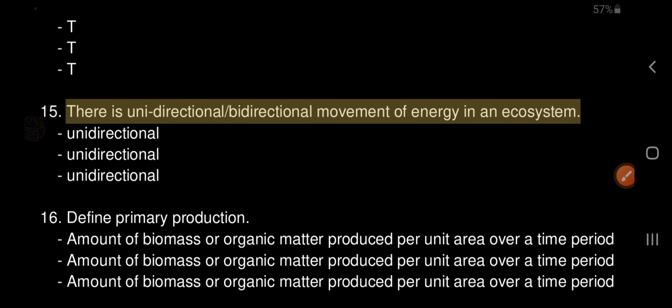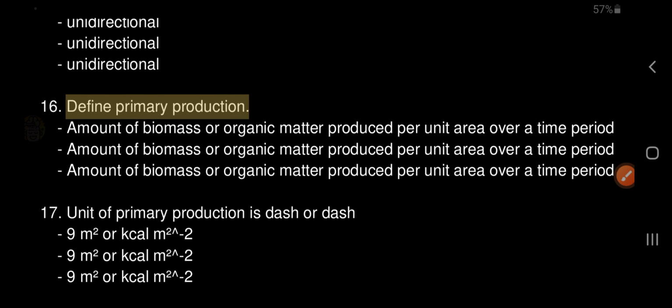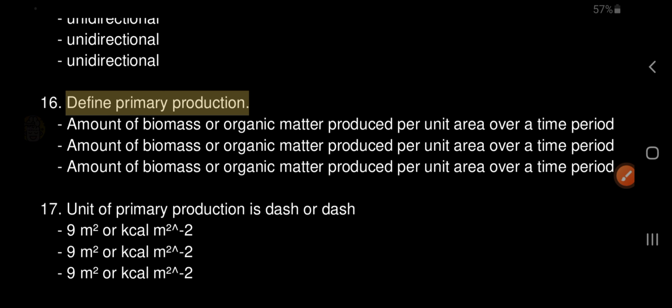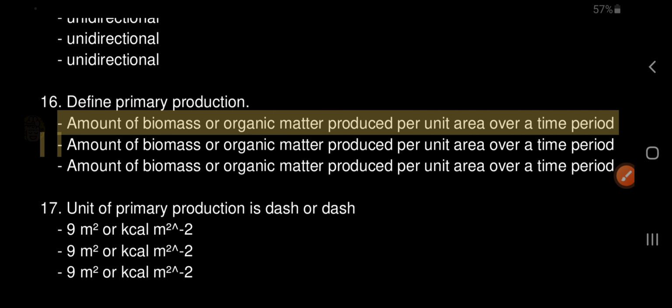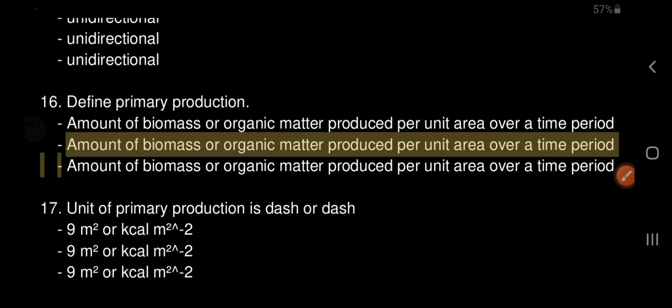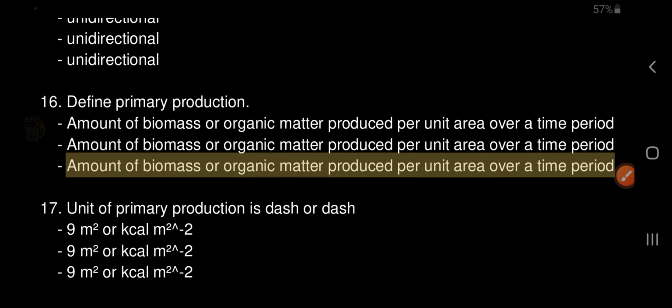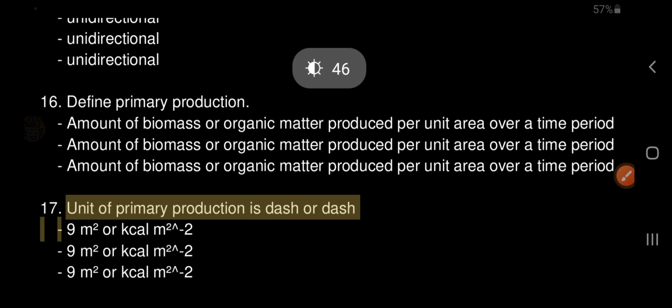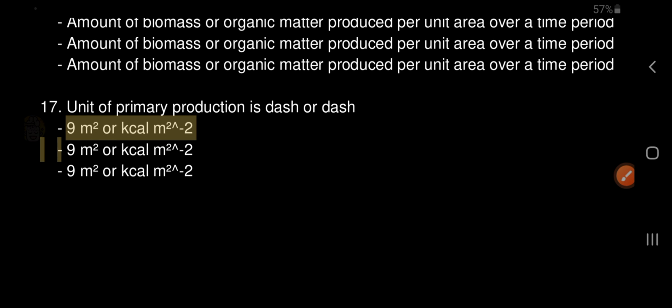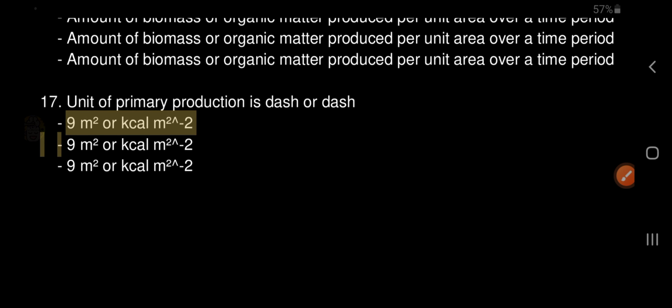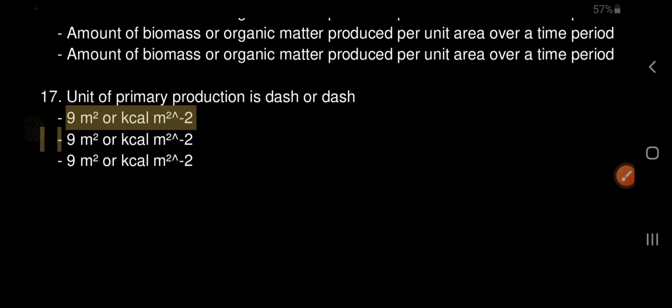16. Define primary production. Amount of biomass or organic matter produced per unit area over a time period. 17. Unit of primary production is dash or dash. g per square meter or kcal per square meter.